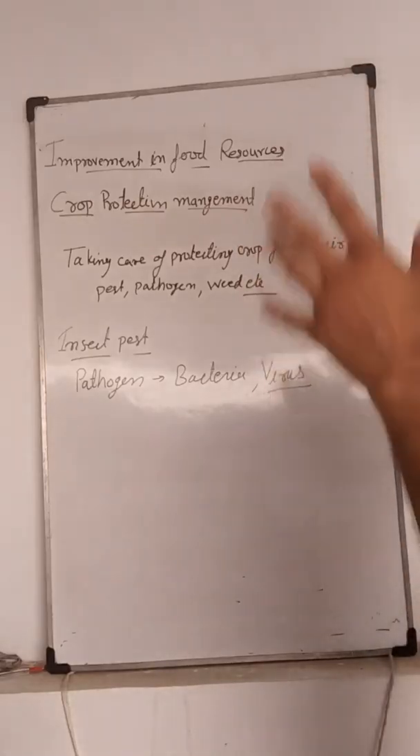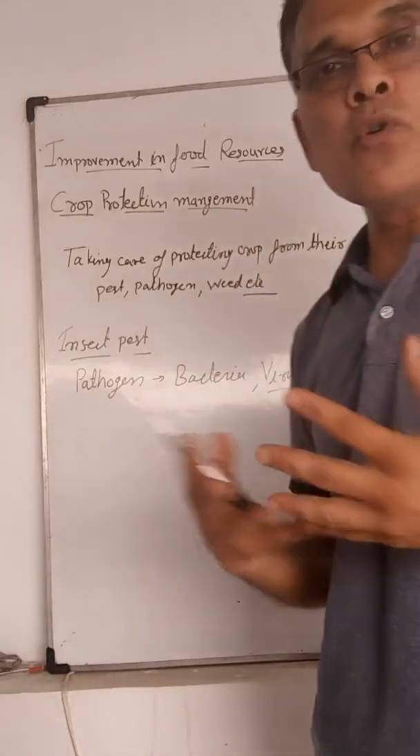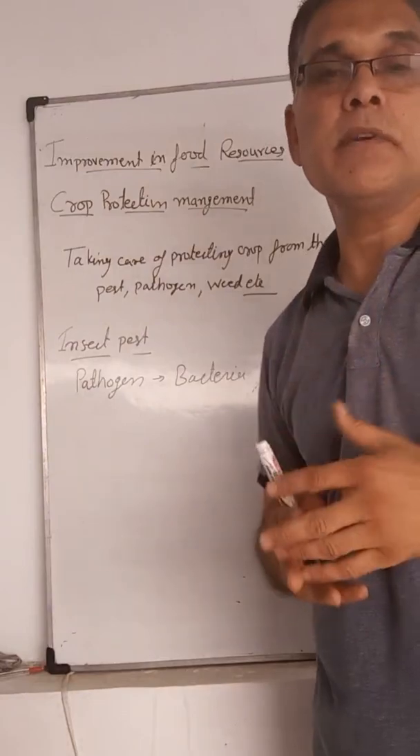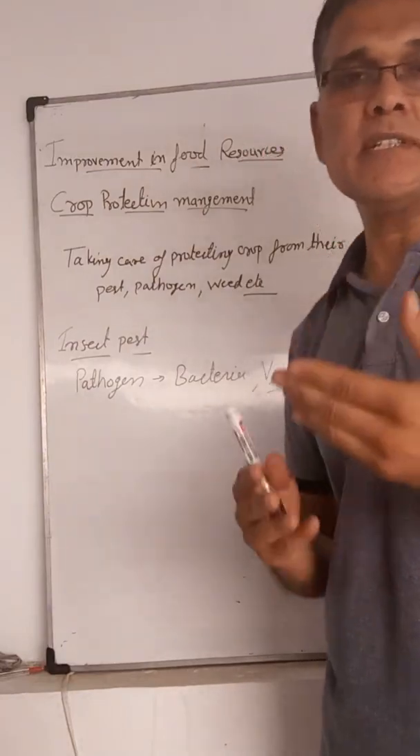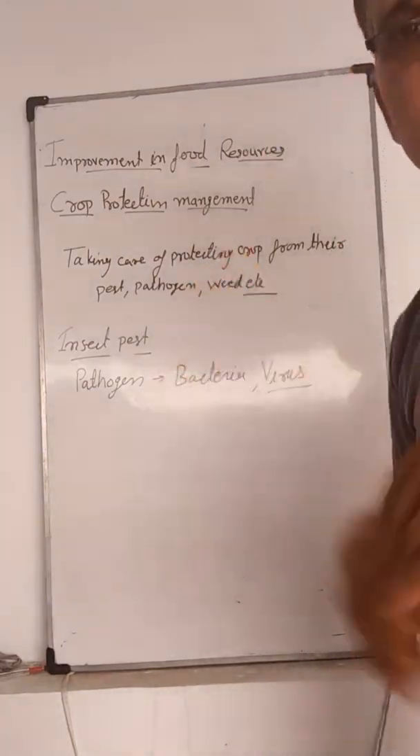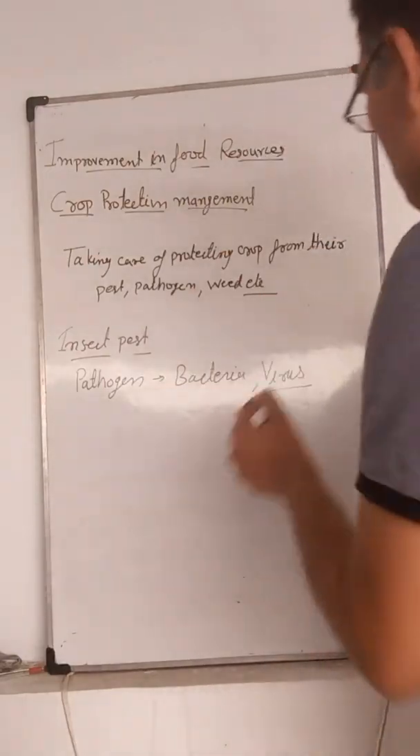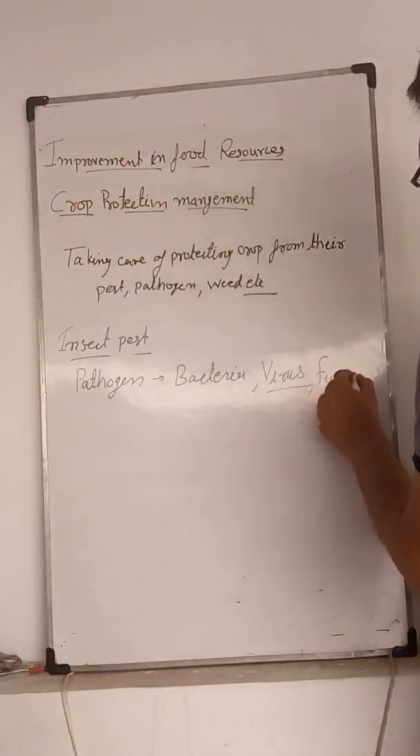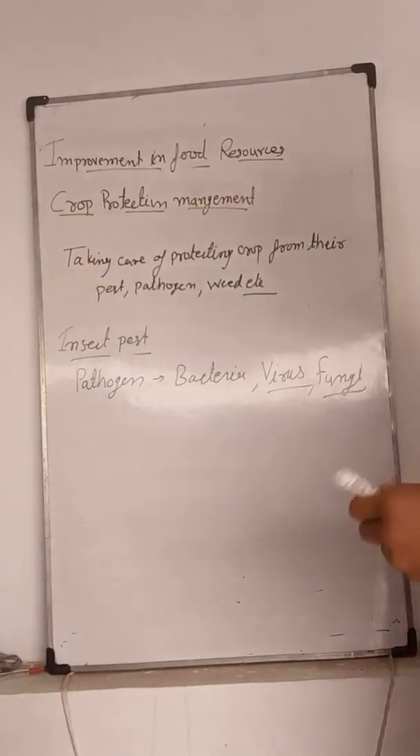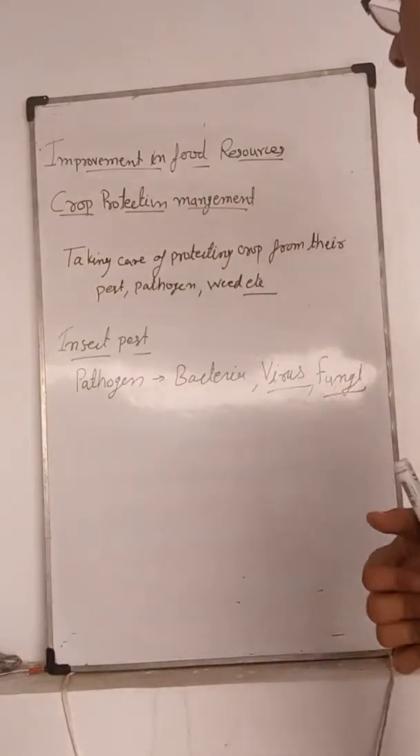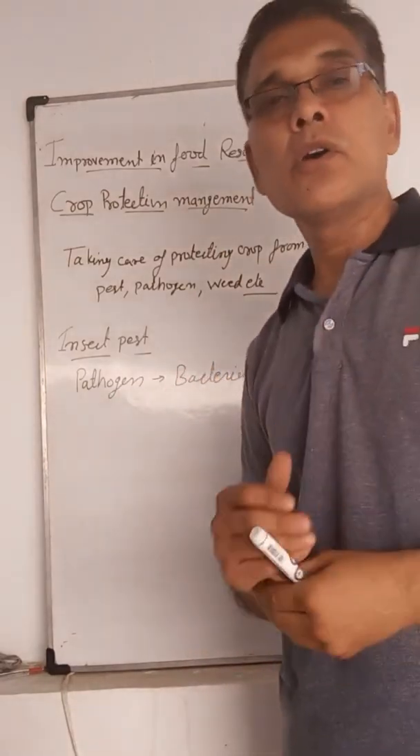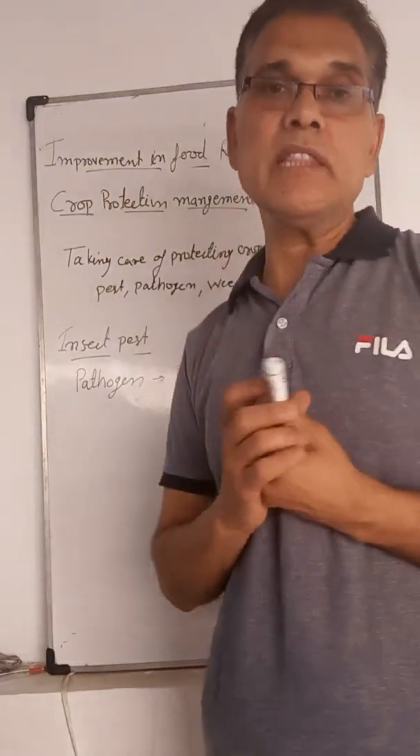different types of insect pests and pathogens can be removed with the help of different insecticides, pesticides and fungicides. If fungi are there, fungicides. So the pathogen is also fungi. So they are removed with the help of chemicals or with the help of biological methods.